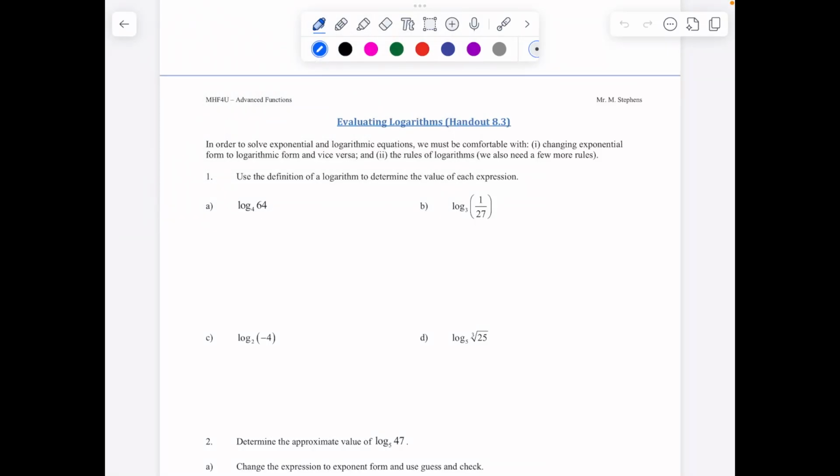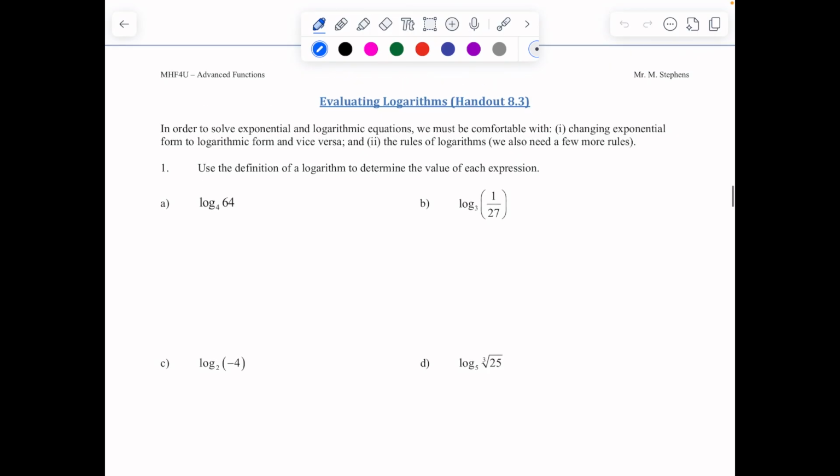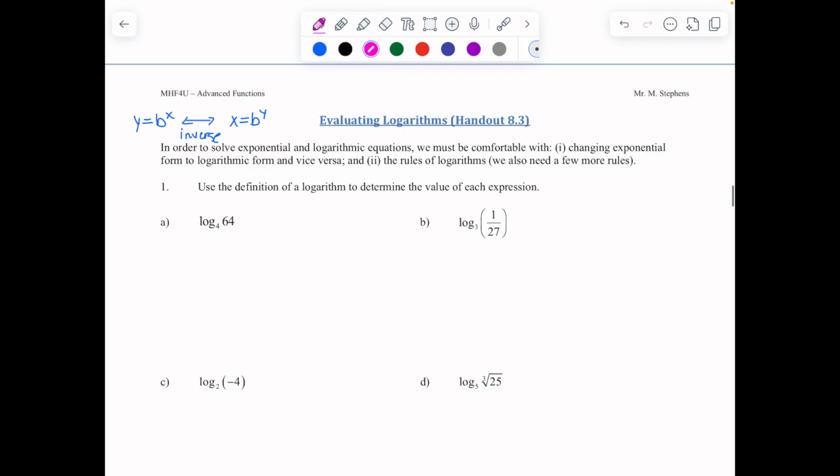Hi everyone, let's look at handout 8.3, evaluating logarithms. If you remember from last time, we defined a logarithm in two ways. The first way is as an inverse of y equals b to the x. In other words, the exponential form of a logarithm is x equals b to the y. We're taking an inverse here, and we said that this is a log in exponential form.